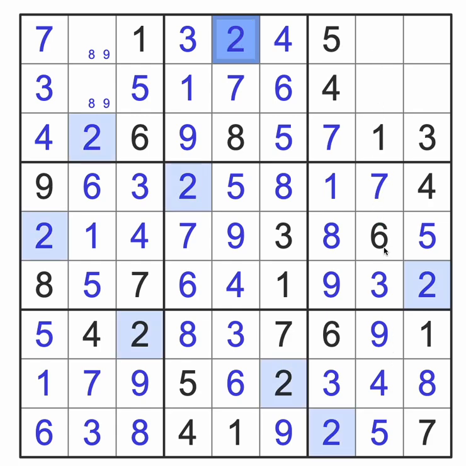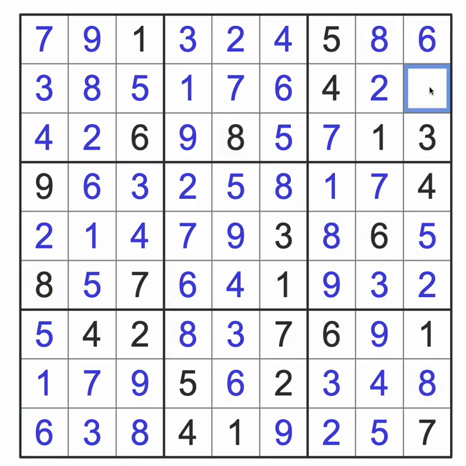2 hasn't been placed on this column, so this 2 blocks here, gives me 2 and 8. That gives me 9 and 8. And that makes this cell 6, and this one is 9.